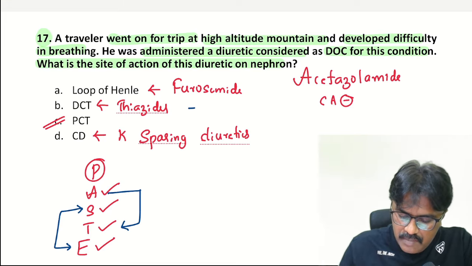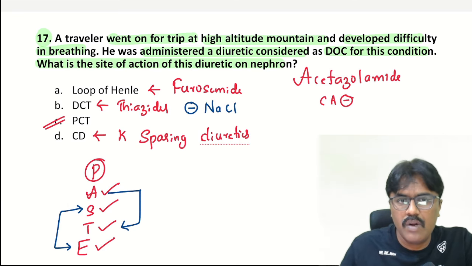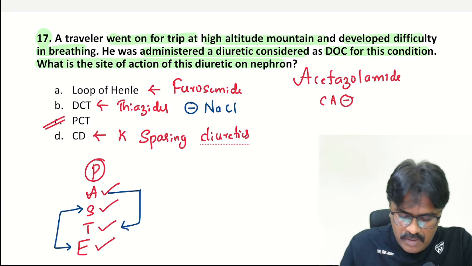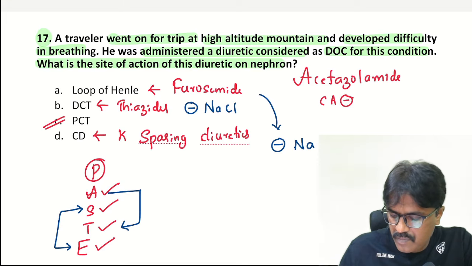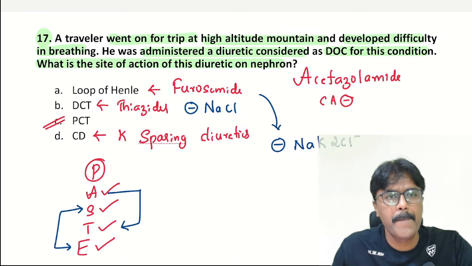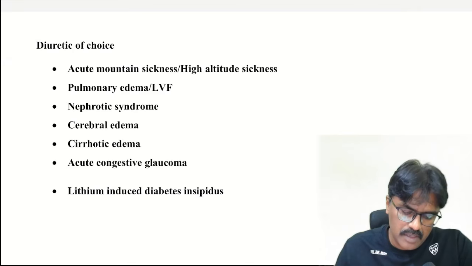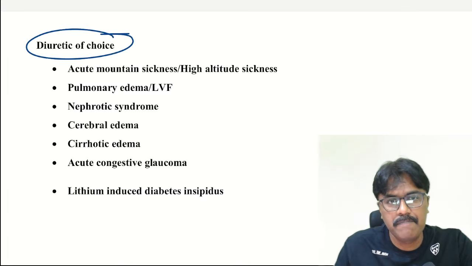What do thiazides inhibit? They inhibit the sodium chloride symporter. And what does furosemide inhibit? It inhibits the sodium, potassium, 2-chloride co-transporter. What we need to understand from this MCQ is the diuretic of choice in these conditions.